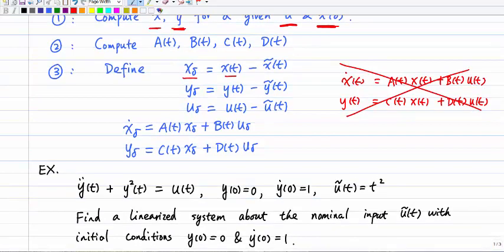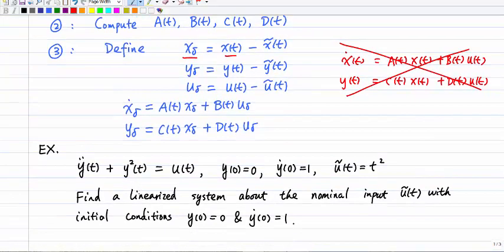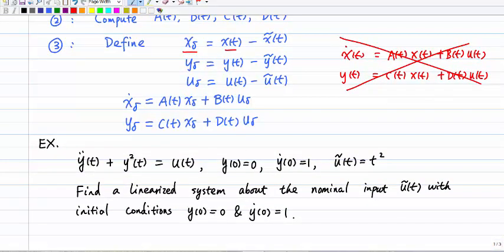Okay, so here I'm giving a relatively simple example. This one is a nonlinear system: y double dot(t) plus y(t) squared is u(t), given the initial values y(0) = 0 and y dot(0) = 0, and the nominal input u tilde(t) is t squared. The question is to find a linearized system about the nominal input u tilde(t) with the initial condition y tilde(0) is 0, y tilde dot(0) is 1. You can sort of see this.